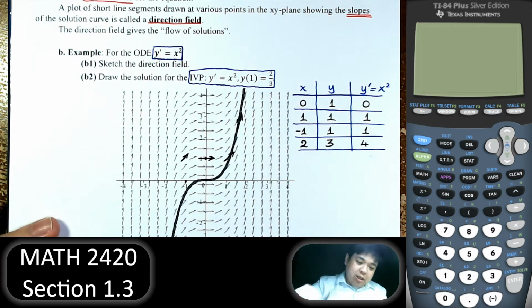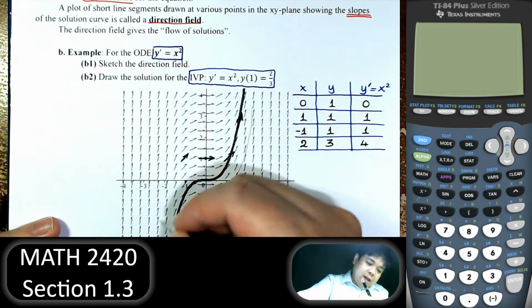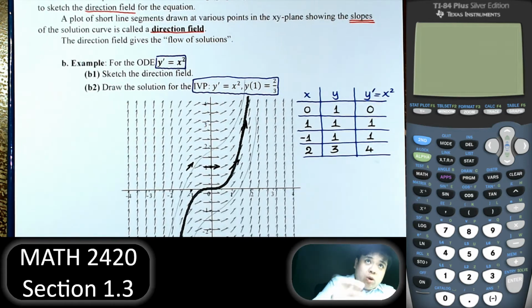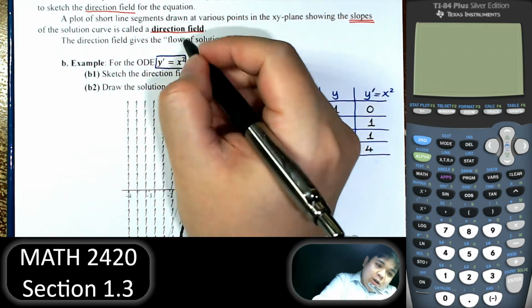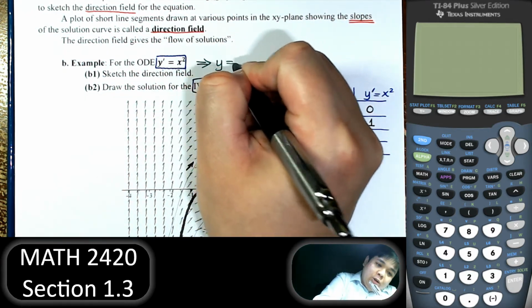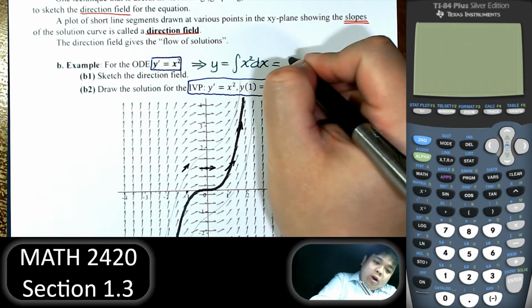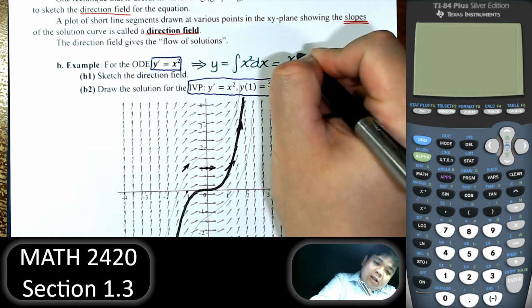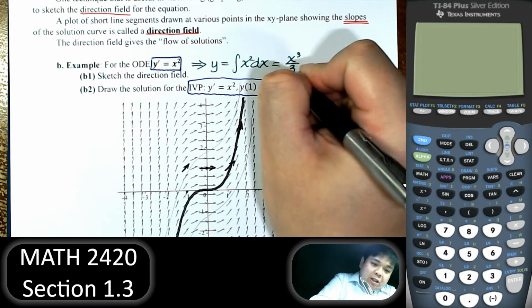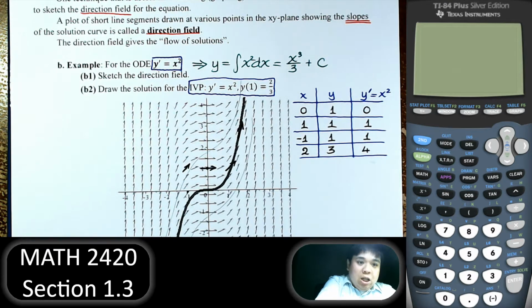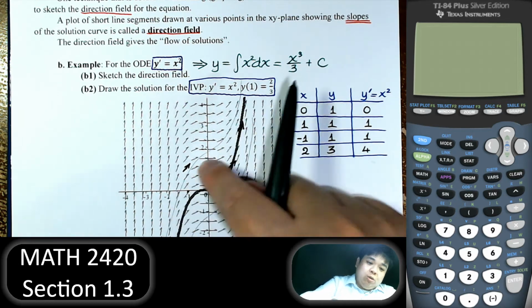There is more than one, of course. It could go like that, but it looks like that. Those are the family of the solution. In fact it is, because if y prime equal to x squared, we integrate and we will have y equal to the integral of x squared, which is x cubed over 3, plus c. So the graph looks like x cubed of something.